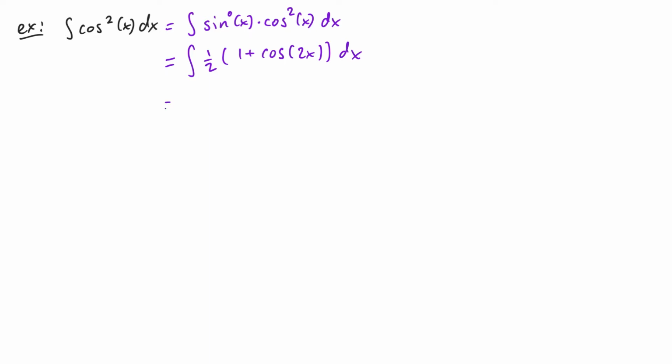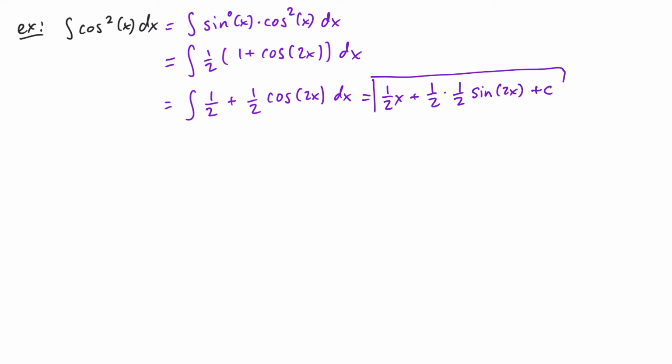To integrate this, I'm going to distribute the 1/2. So I'm looking at the integral of 1/2 plus 1/2 cosine of 2x dx. The antiderivative of 1/2 is 1/2 x. Then we have plus 1/2 times the antiderivative of cosine 2x, which is 1/2 sine 2x, and then plus c. So that's how we compute this integral. Let's look at one more example.